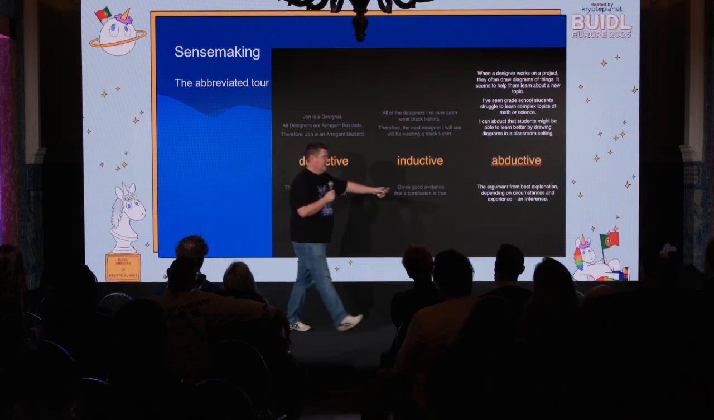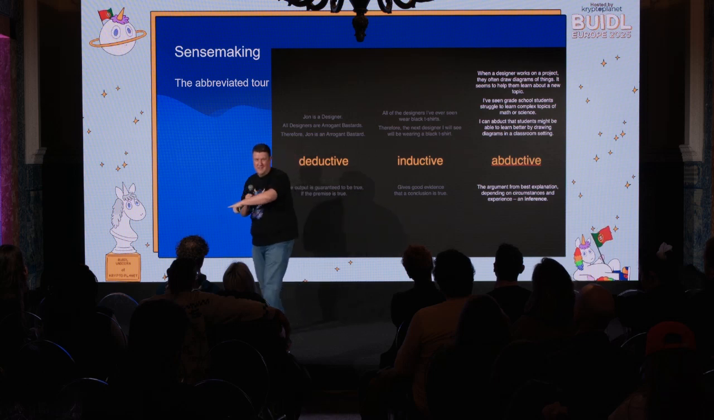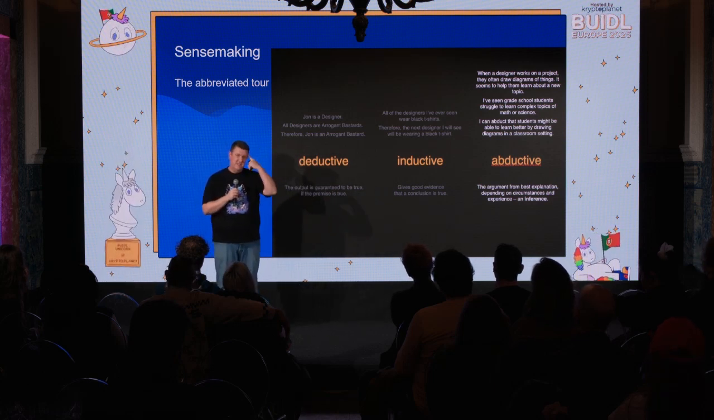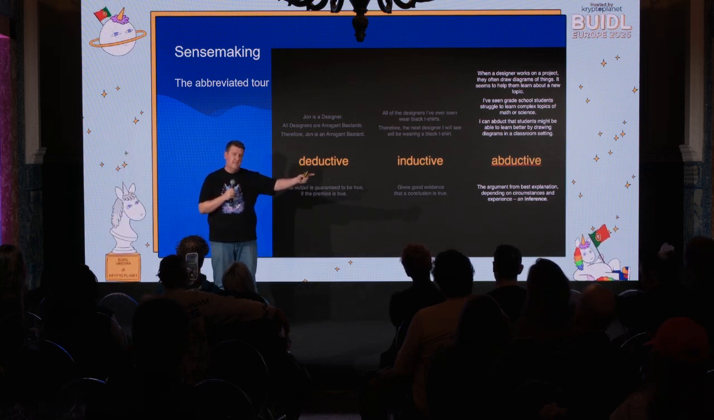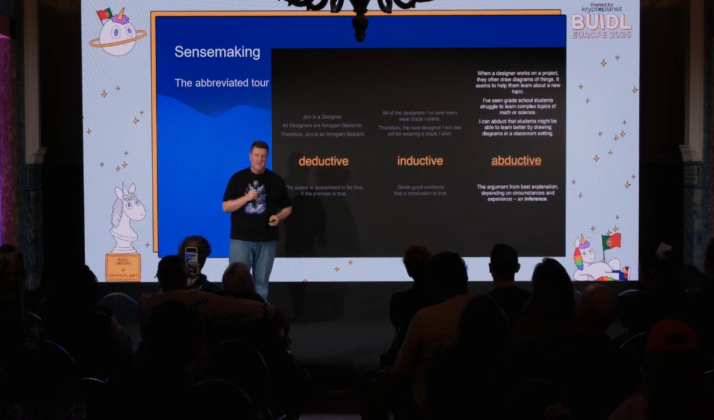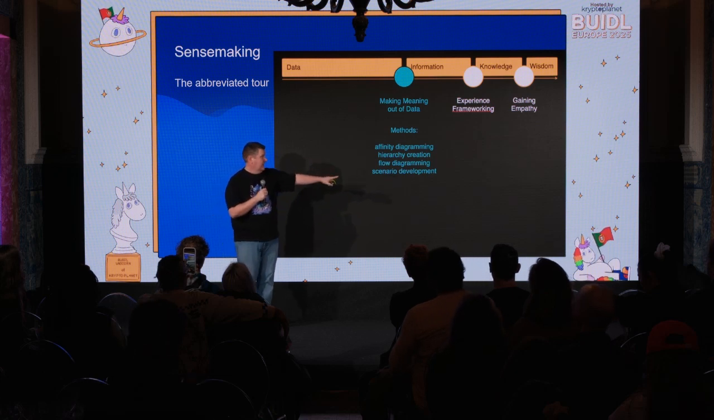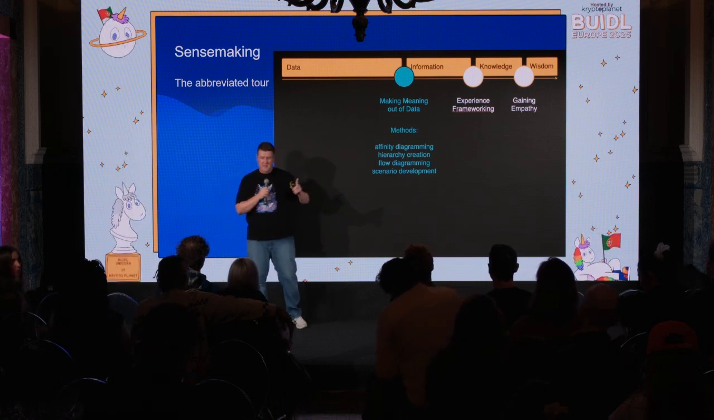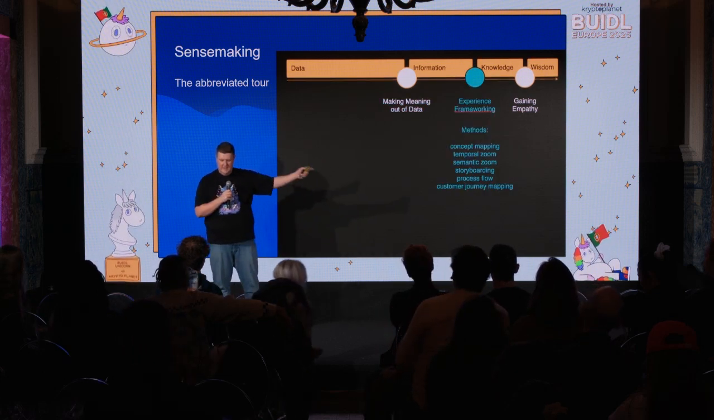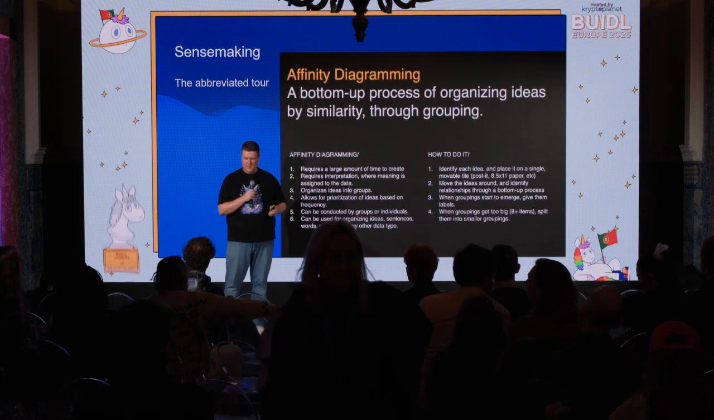And in this case, we're going to talk about abductive reasoning, which is a movement away from the center. You are taking things that you have seen and experienced, the stuff that you've just read about, and now you're going to make a leap forward and try and figure out where to go next. There are many ways to do it, and in particular, I'm going to talk about affinity diagramming. But then there's, of course, experience frameworking. I'm not going to talk about any of that. And then lastly, gaming empathy.